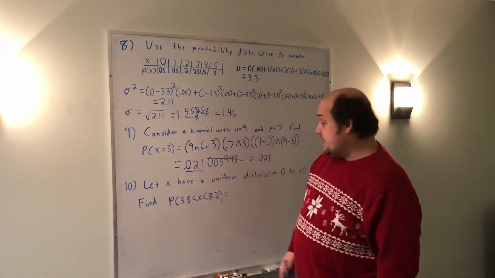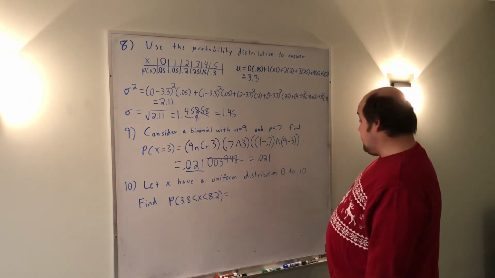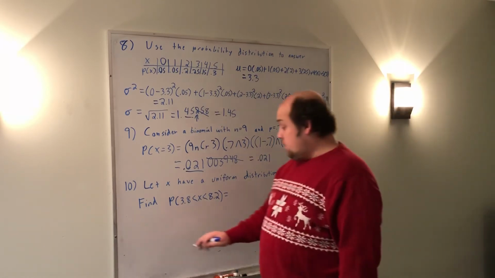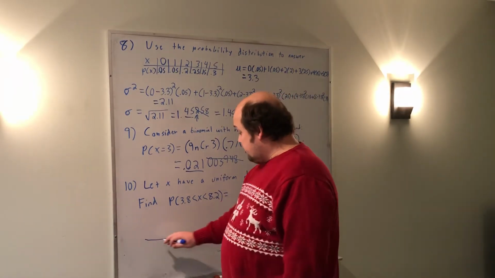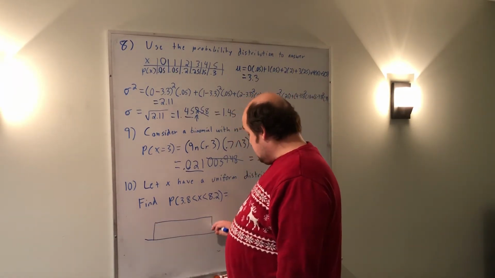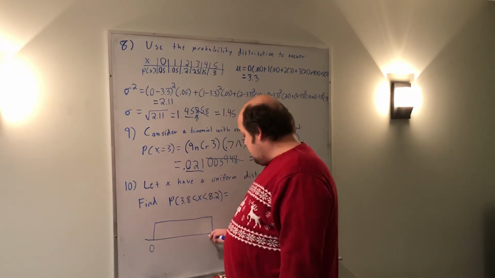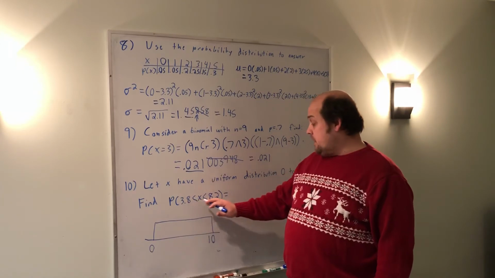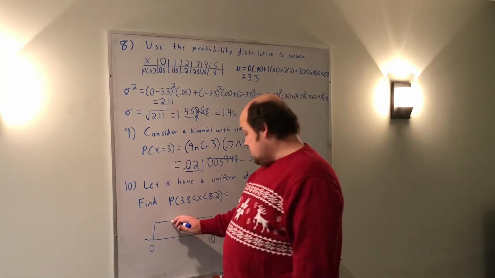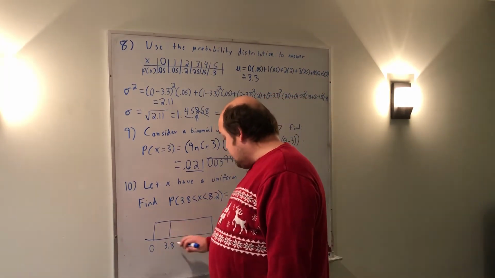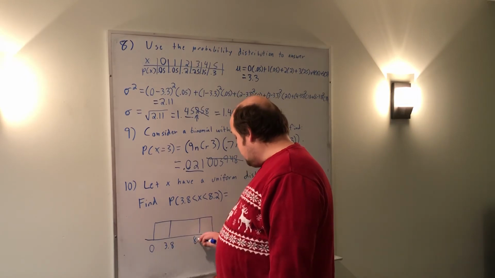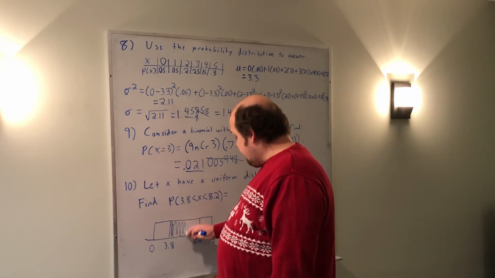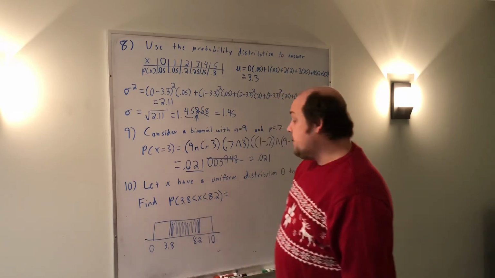For number 10, it tells me let x have a uniform distribution from 0 to 10. When I know I have a uniform distribution, I should start by drawing the box. In this case, the box starts at 0, goes to 10. They want me to find the probability that I'm between 3.8 and 8.2. So let's say 3.8 is about there. Let's say 8.2 is about there. And they want me to find the in between, which is this shaded region.